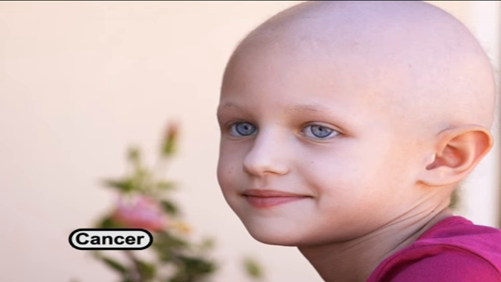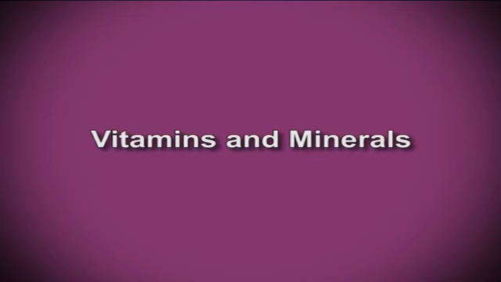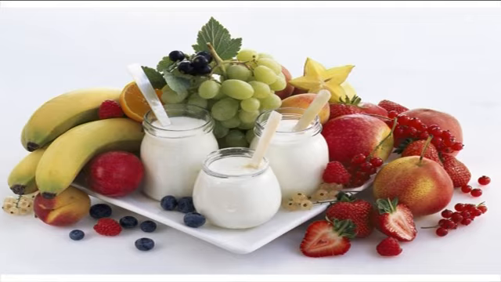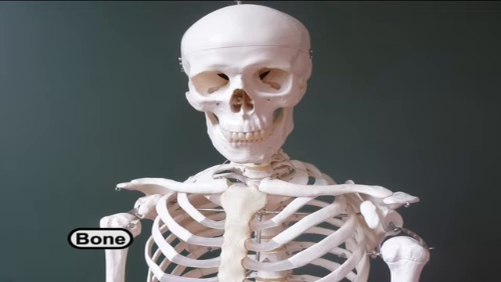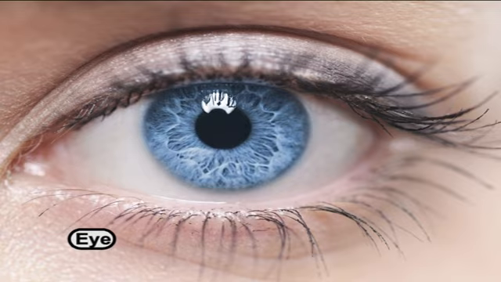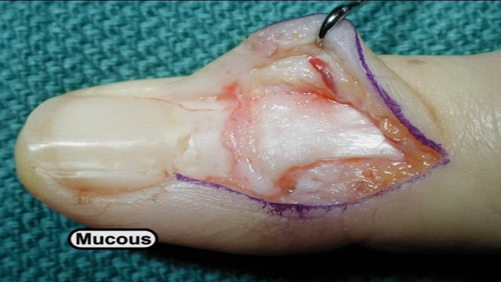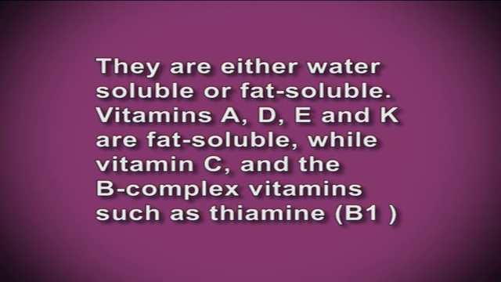and cancer. Vitamins and minerals. So, vitamins are chemical compounds required by the body in small amounts. They must be present in the diet as they cannot be synthesized in the body. Vitamins are essential for numerous body processes and for maintenance of the structure of skin, bone, nerves, eye, brain, blood and mucous membranes. They are either fat soluble or water soluble.